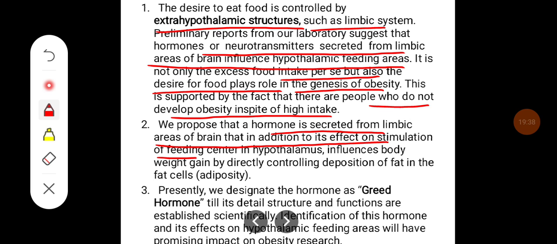on stimulation of feeding center in hypothalamus, influences the body weight gained directly by controlling deposition of fat into the fat cells, that is adiposity. Presently, the greed hormone, till its detailed structure and functions are established scientifically, the identification of this particular hormone and its effects on the hypothalamic feeding areas will have a promising impact on obesity research.